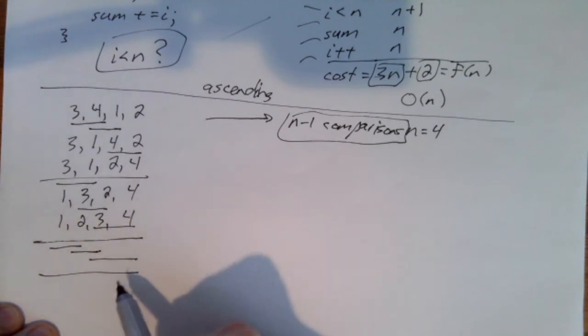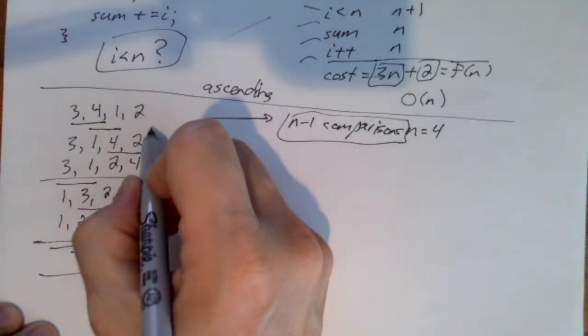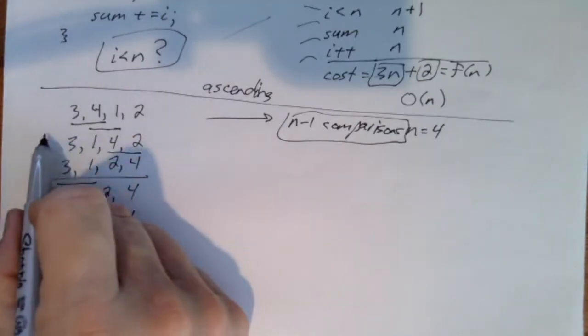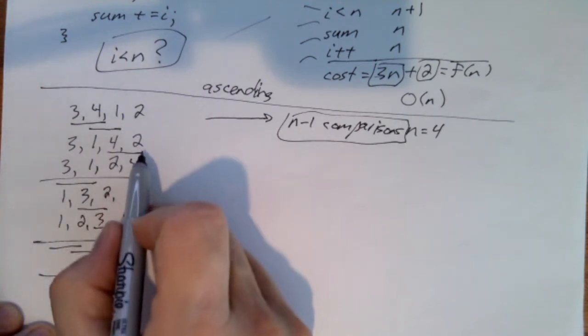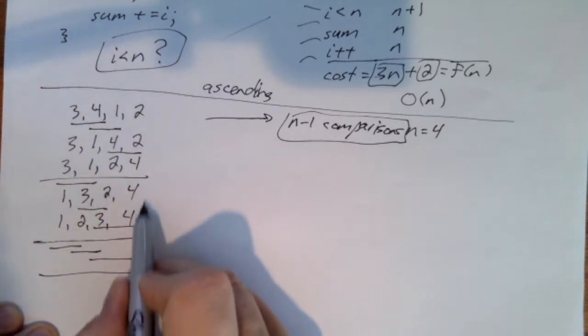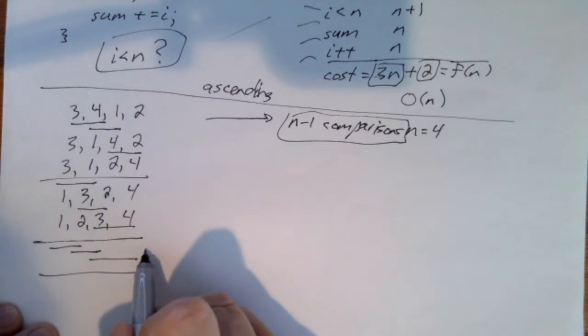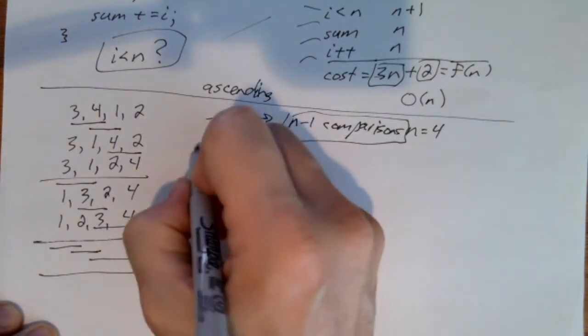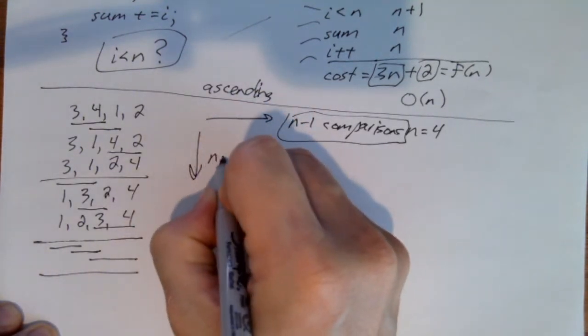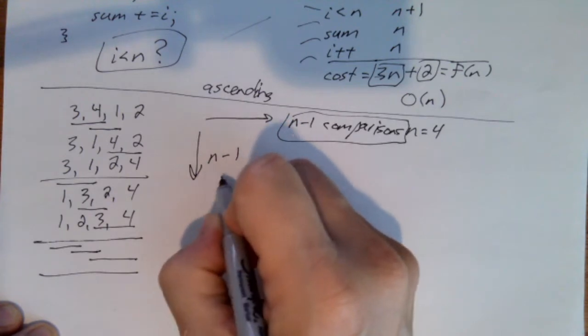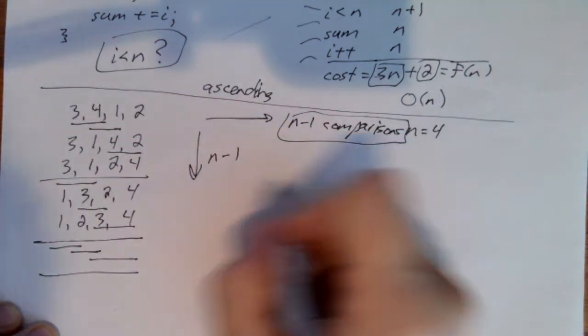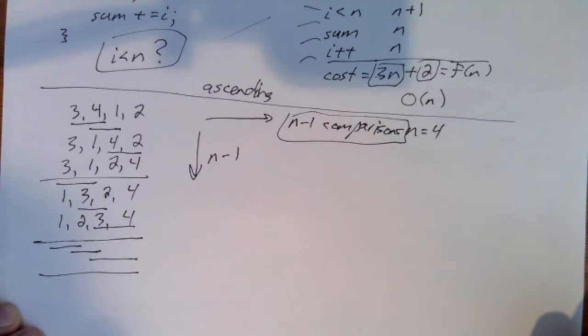Now, how many times did we do this? Well, notice here we did this once. That's what the lines are for. This is one complete run, these three lines. Then these two lines right here are another run. And then this bottom part is the third run. So here we had n minus 1 iterations of processing an entire row. Okay?